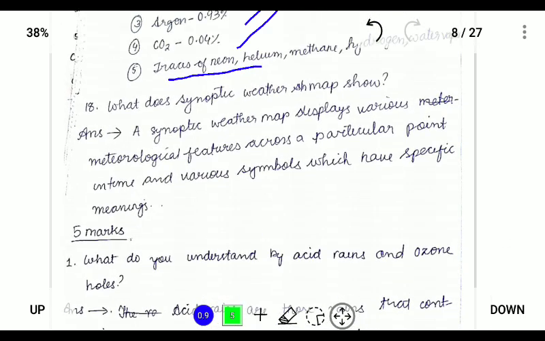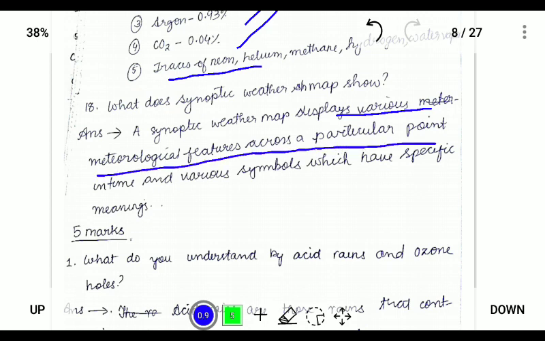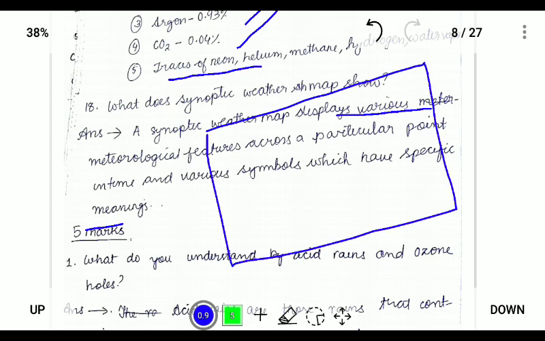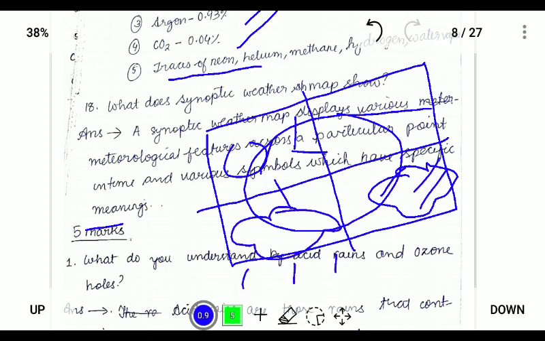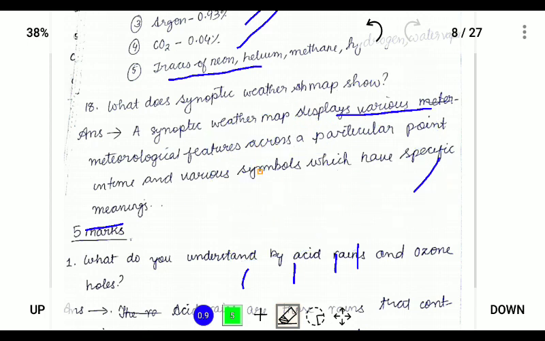What is synoptic? What does a synoptic weather map show? So a synoptic map shows the various meteorological features across a particular point of time, and various symbols which have specified meaning. So a synoptic map is a map which shows the weather condition of an area. Suppose if this is the map of a locality, and you must have seen that in one area it will be shown sunny like this, in some parts it will be shown cloudy, and in some parts it will be shown raining like this. So these types of maps are called synoptic maps. So for 2 marks you can explain this.